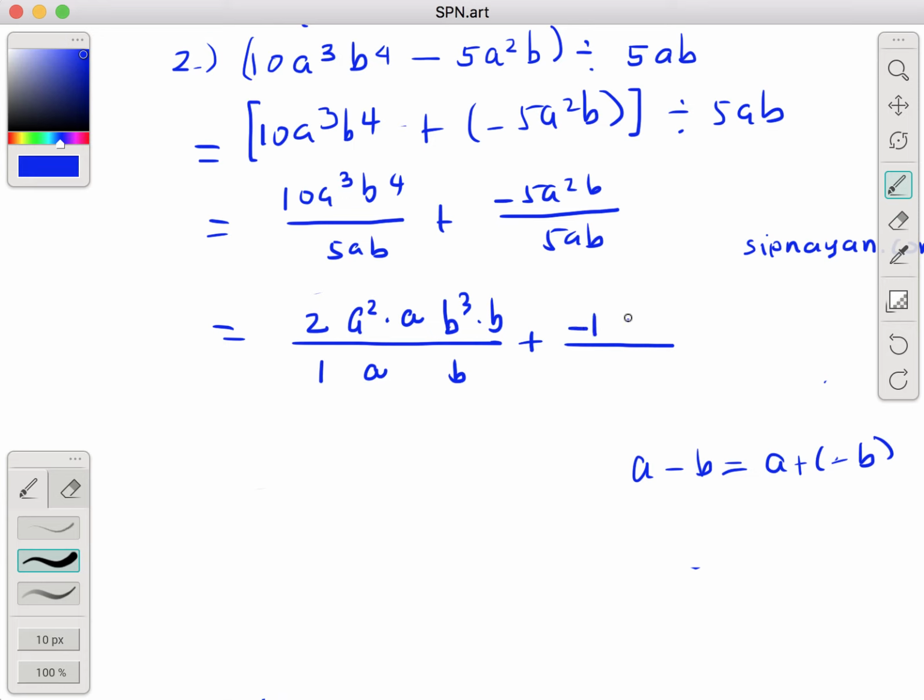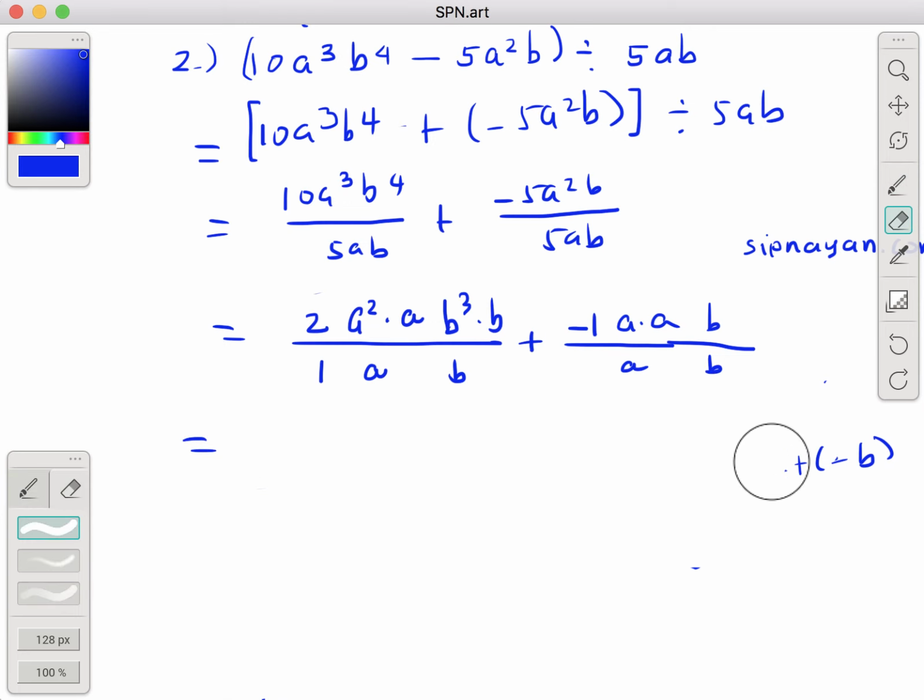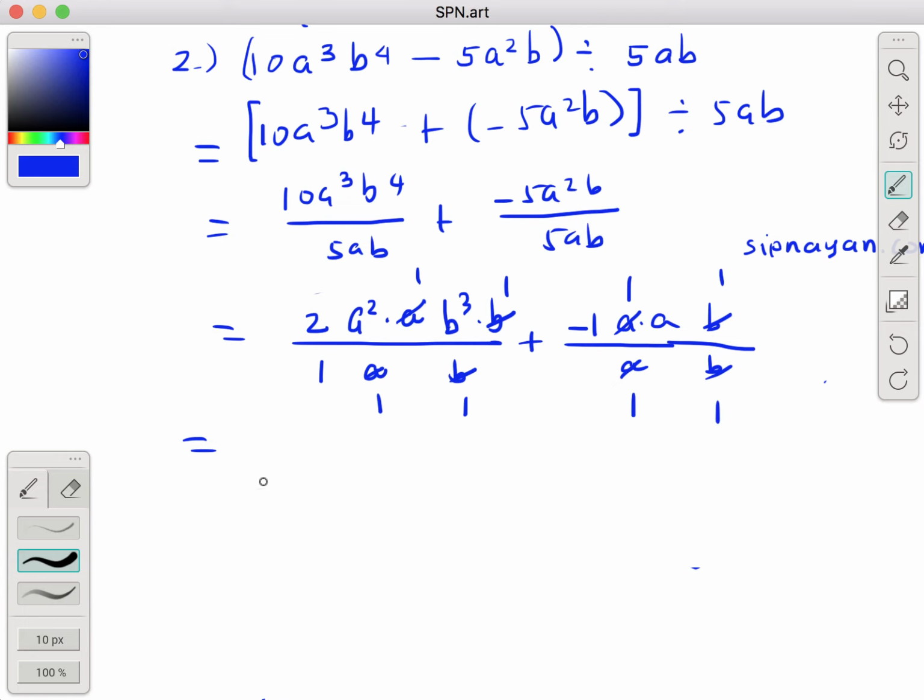Tapos, yung a squared natin, pwede natin siya gawing a times a, kasi meron tayong a sa baba. And then, yung b at saka b, pwede na natin i-cancel. So, alin ang pwede natin cancel? Yung a, magiging 1. A divided by a is 1. Ganun dito, b. We divide both the numerator and the denominator by b. This one, we divide both the numerator and the denominator by a. So, 1. Tapos yung b rin dito. So, what do we have left?